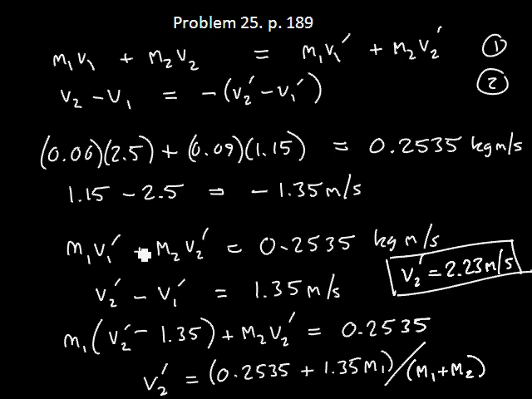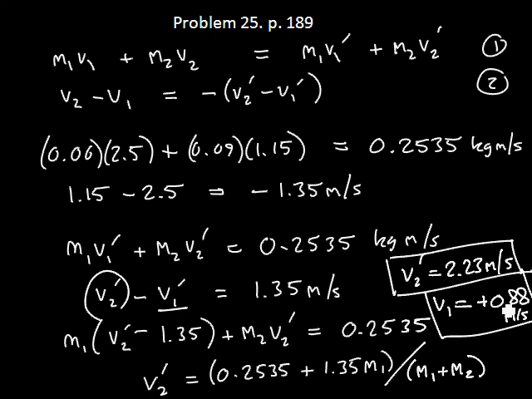I then just have to substitute that value into there to get my value for v1 prime, which comes out to be minus 0.88 meters per second. Sorry, plus 0.88 meters per second.